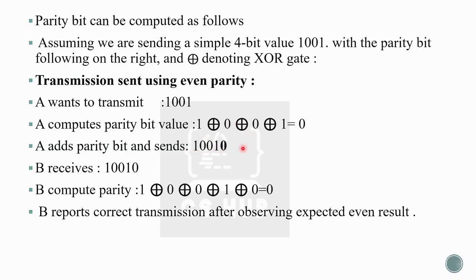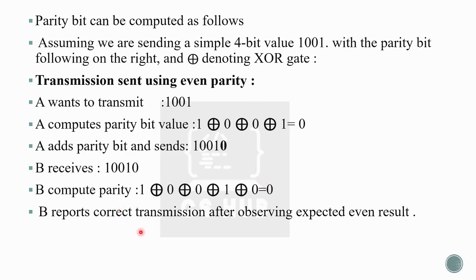Then A transmits this data, no error occurs in between, and B receives the same data, 10010. Both A and B know that our scheme is the even parity scheme, right? Then B receives 10010 and computes the parity by XORing each individual bit: 1 XOR 0 XOR 0 XOR 1 XOR 0. Then 1 XOR 0 is 1, 1 XOR 0 is 1, then 1 XOR 1 is 0, then 0 XOR 0 is 0. So we got a 0 over here, right?